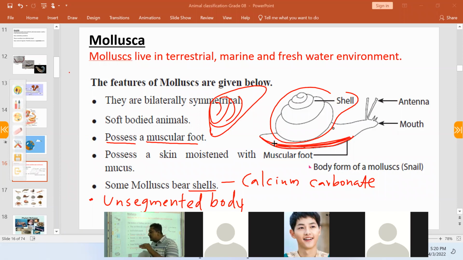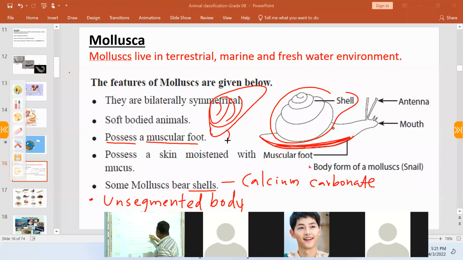The snail uses this muscular foot for moving. Actually, they are not creeping. Creeping is not the right word there. They are oozing. Oozing means sliding. Okay, it's a wet skin but muscular.